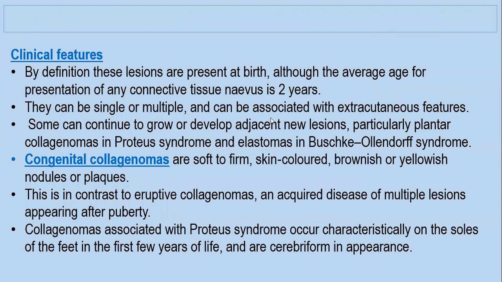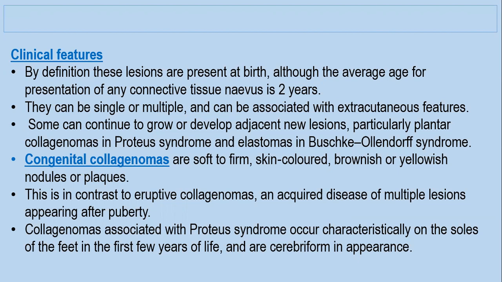The clinical features. By definition, the lesions are present at birth, although the average age of presentation or appearance of any connective tissue nevus is 2 years. They can be single or multiple and associated with extracutaneous features. And they sometimes continue to grow or develop with adjacent new lesions, particularly the plantar collagenomas in Proteus syndrome and elastomas in Buschke-Ollendorff syndrome.